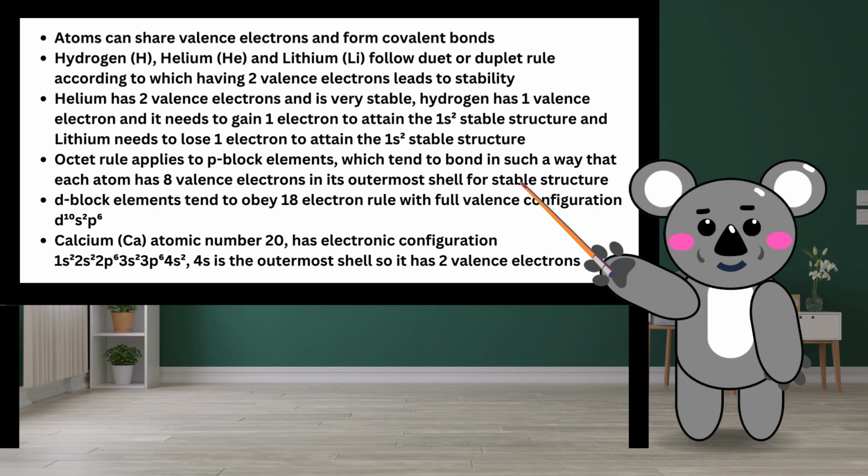The octet rule applies to p-block elements, which tend to bond in such a way that each atom has 8 valence electrons in its outermost shell for a stable structure. D-block elements tend to obey the 18 electron rule with full valence configuration d10, s2, p6. Calcium, Ca, atomic number 20, has electronic configuration 1s2, 2s2, 2p6, 3s2, 3p6, 4s2. 4s is the outermost shell, so it has 2 valence electrons.